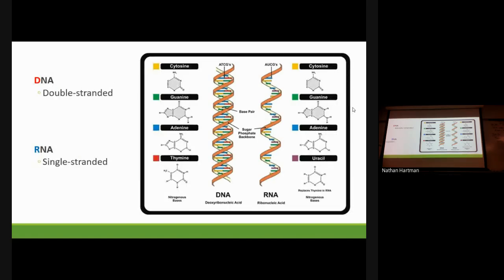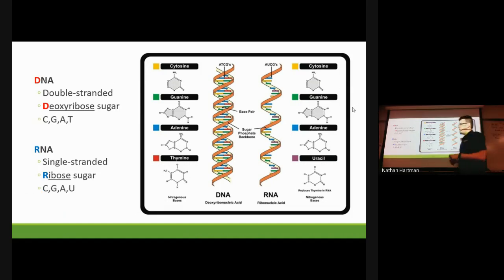Quick review over DNA and RNA. DNA is double-stranded, RNA is single-stranded. DNA uses deoxyribose sugar, RNA uses ribose. And of course, DNA uses C, G, A, and T. RNA uses C, G, A, and U. We've already covered this before. If there are any questions about that, we all know that stuff, right?